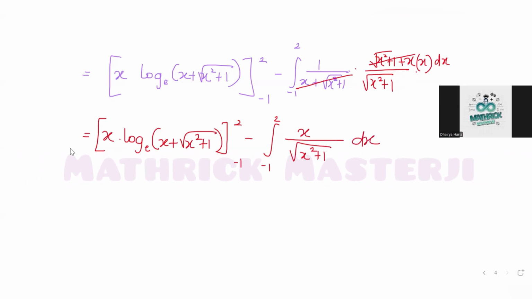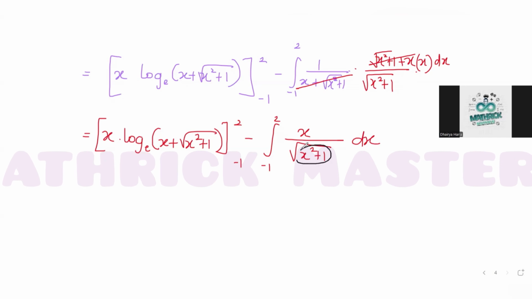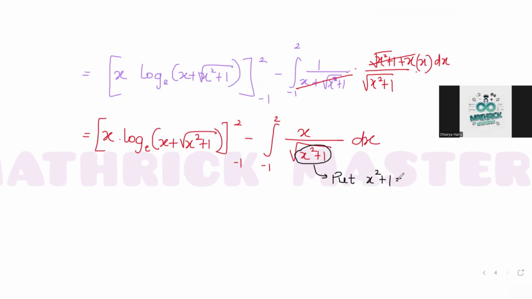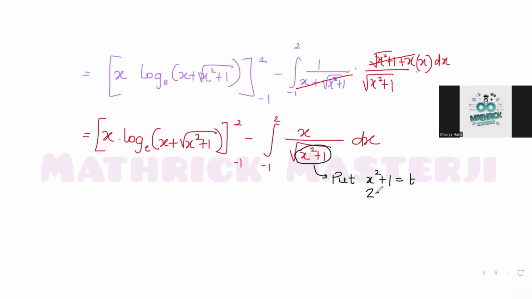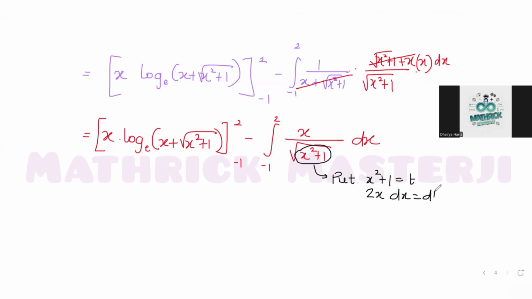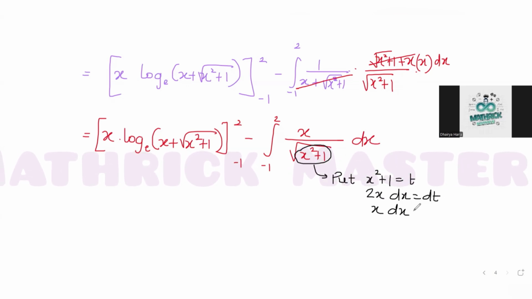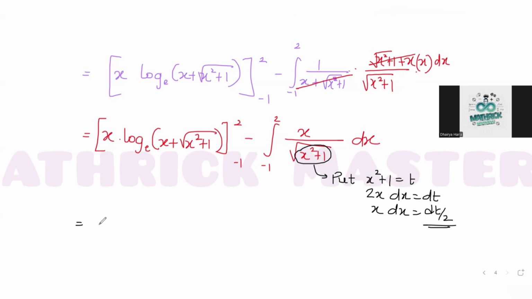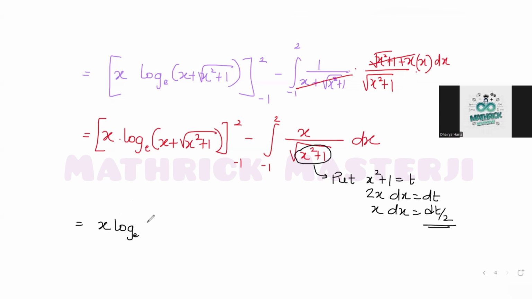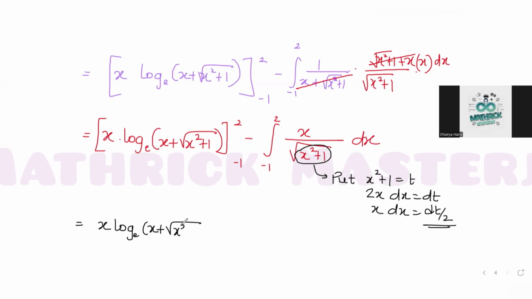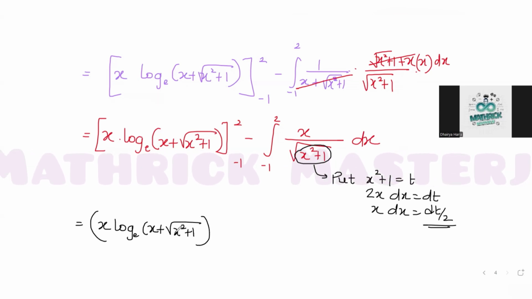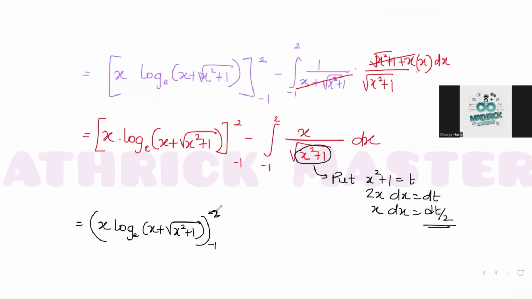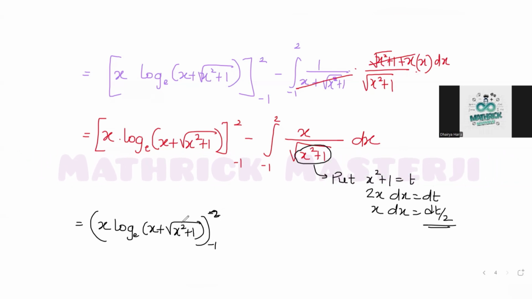Now, this x square plus 1 which is there in the root, I can just put as another variable. So x square plus 1 is just, let's say, t. So 2x dx is dt. So x dx is dt over 2. So I get from here x log base e of x plus root of x square plus 1. The limits go from -1 to 2. If you want, you can just plug in the values of x as -1 and 2 here.